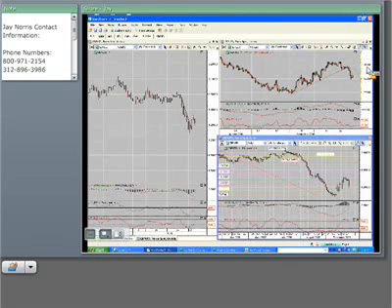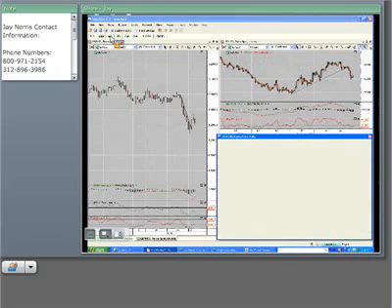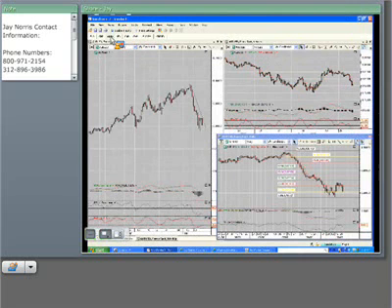Pound's been the leader back from '05, '06, '07. It led on the way up. Now it's leading on the way down. So short-term trend lower on the daily pound, lower on the short-term and secondary time frame on the 4-hour. So we would look for a continuation of that.